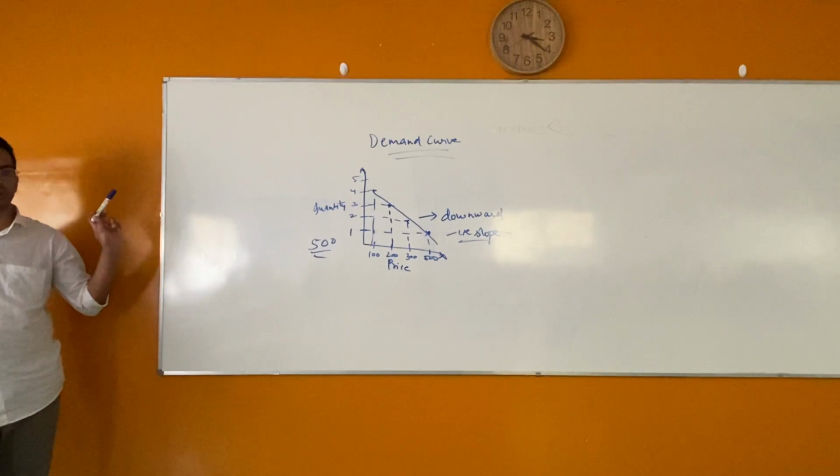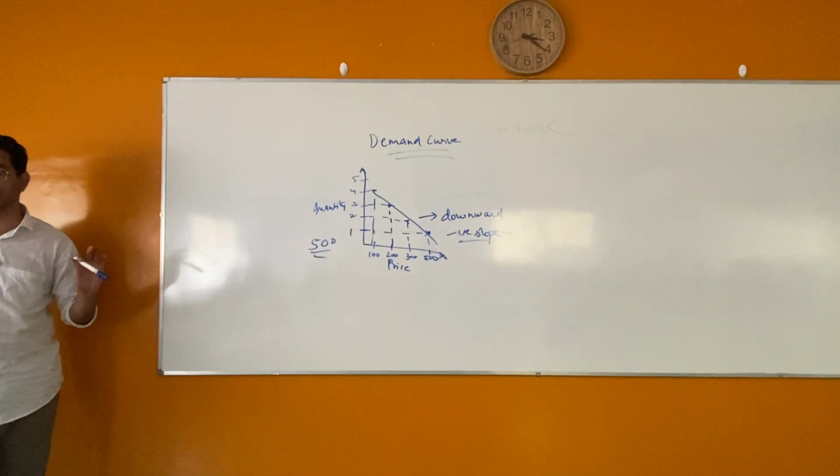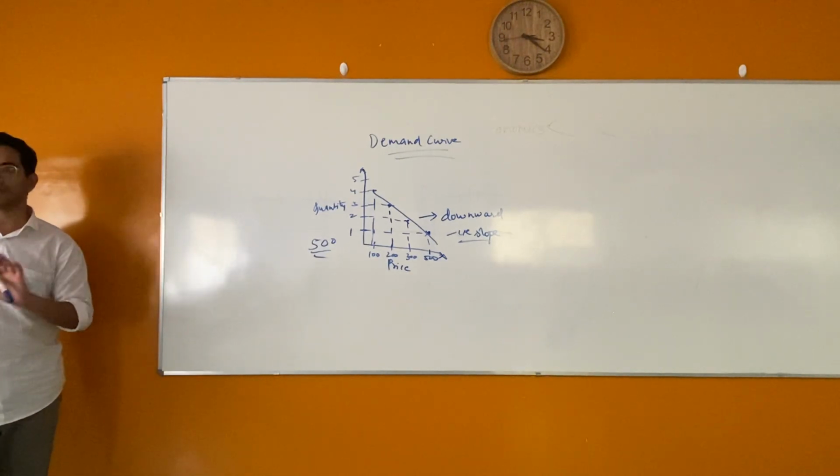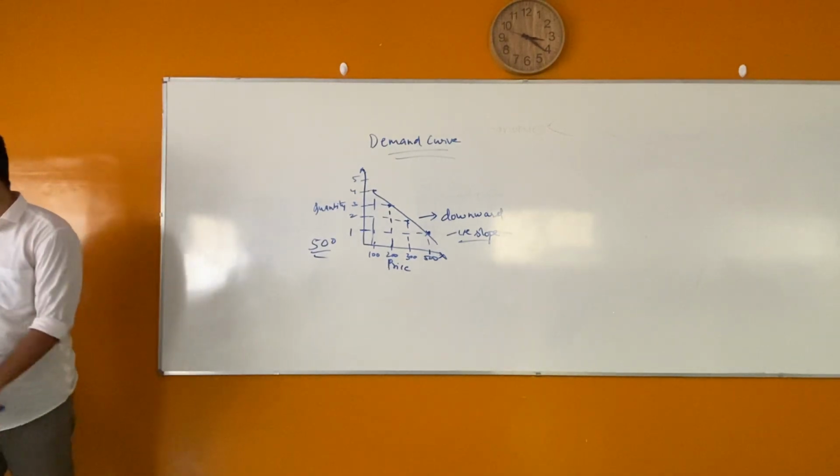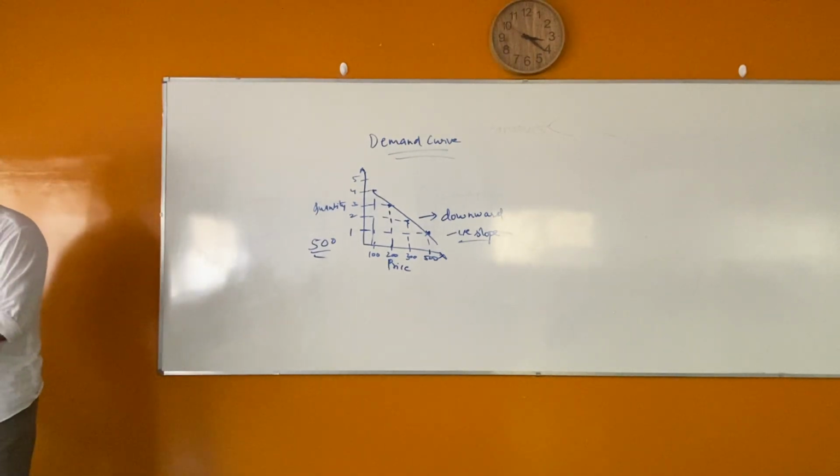Just remember that one, the relation between price and demand and supply. That is more important. This and all is not important at all. Next topic is elasticity.